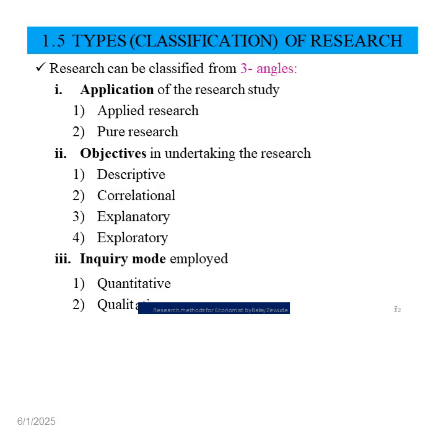The other types or classification of research: research can be classified from three angles, three perspectives, or three sides. Perspective number one, or angle number one, is the application of research studies. Depending on the application of the research, we can classify it into applied research and pure research.